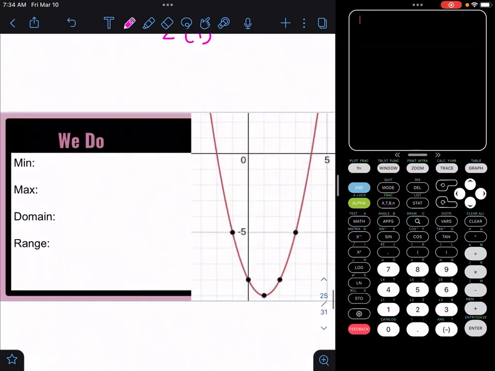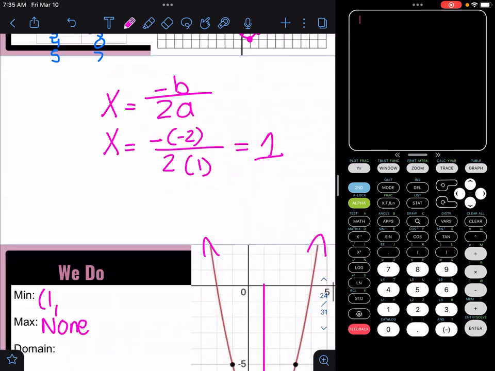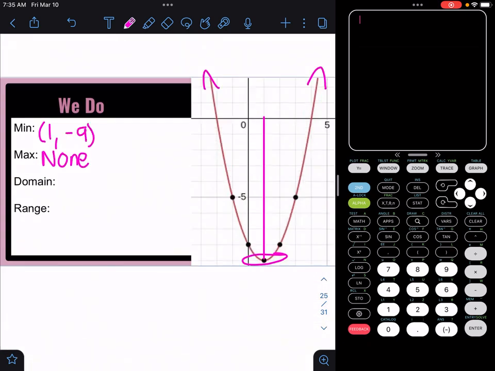And we're going to answer our questions. Again, does this one have a minimum or a maximum? It's not going to have a maximum because it's going really, really high. I don't know how high it's going. But it does have a minimum. And what is this point? This point is +1, down to -9. Yep.